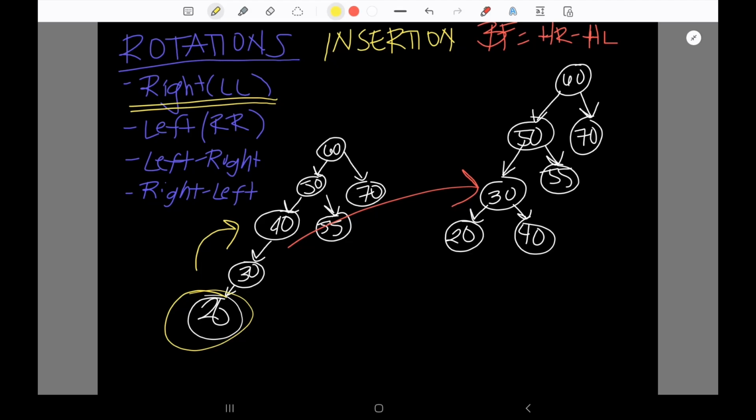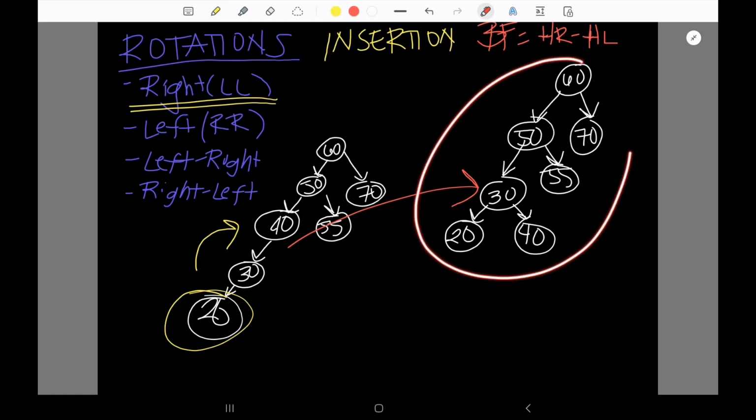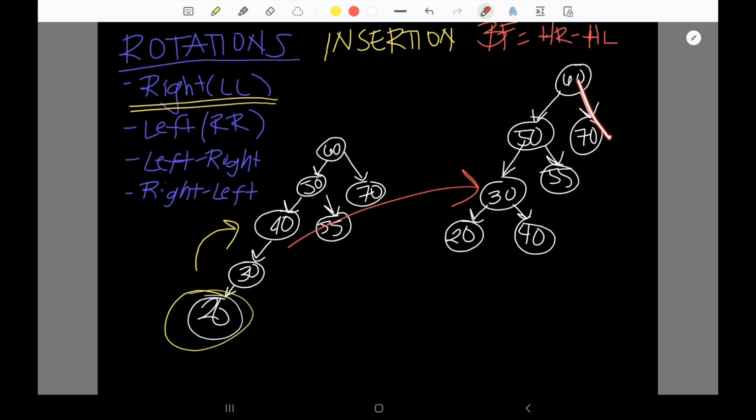So now this is the new tree. Is it balanced yet? Of course, we have 1 here. 1 minus 1, 2, 3. 1 minus 3, negative 2. Negative 2. The balance factor at 60 is negative 2. So it is not balanced. How about 50? Is it balanced? 1 minus 2, negative 1. It is balanced. So this one is okay.